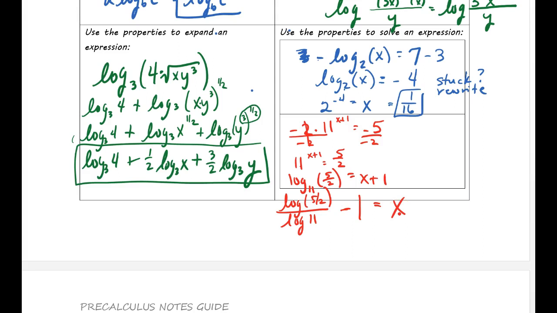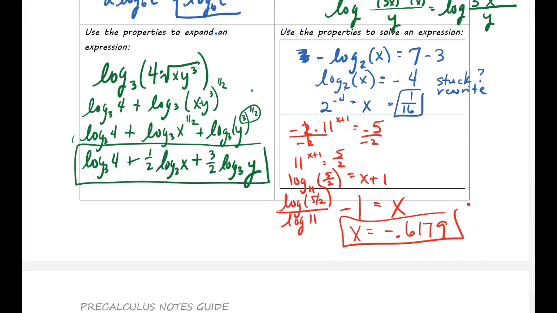And I'm not going to write anymore. Let me just type this in. Log of 5/2 divided by log of 11. And then I get an answer for that. And it's like a 0.38 something something, and then I'm going to subtract 1. So I'm getting x is negative 0.6179, if you want to round out that far. And that's what I'm getting.